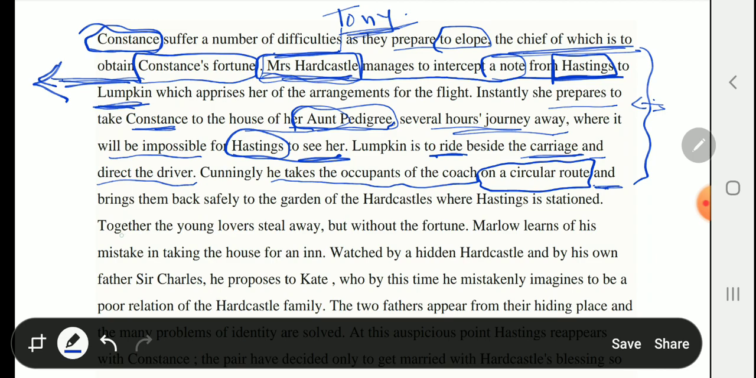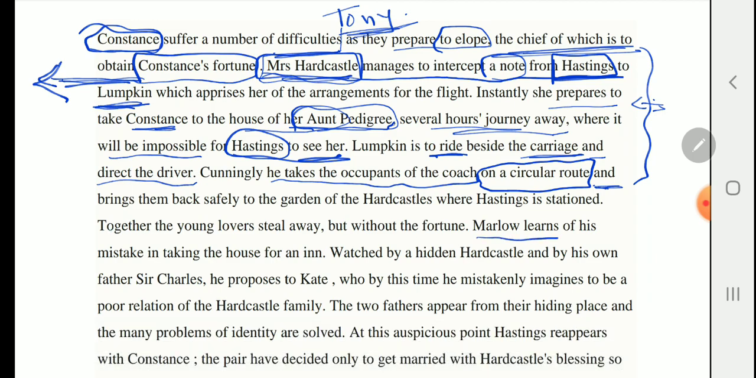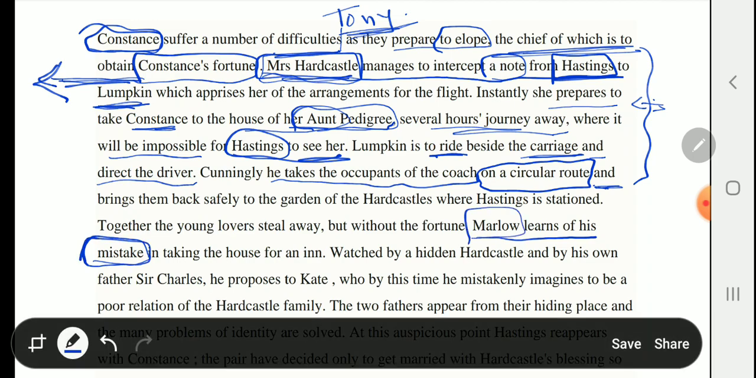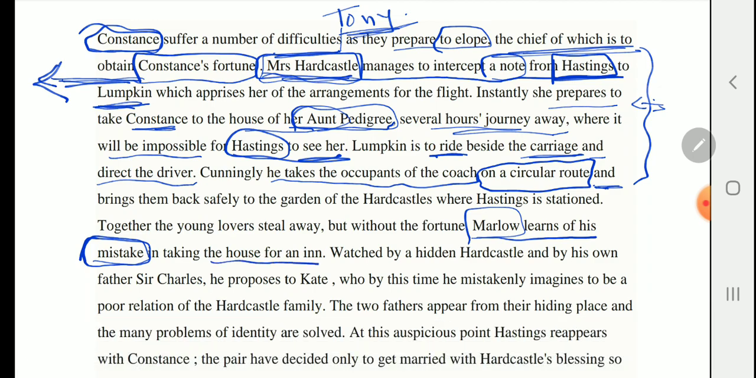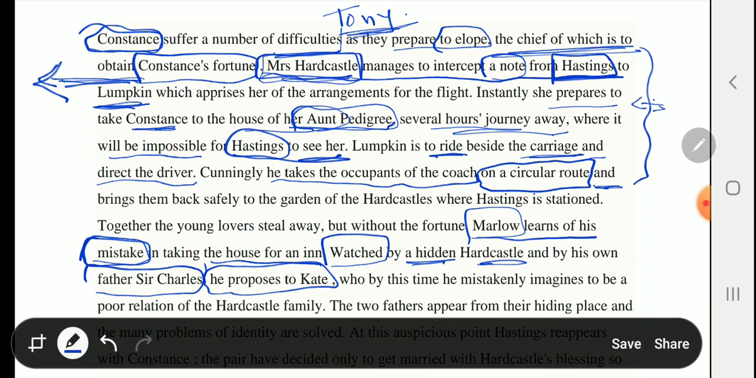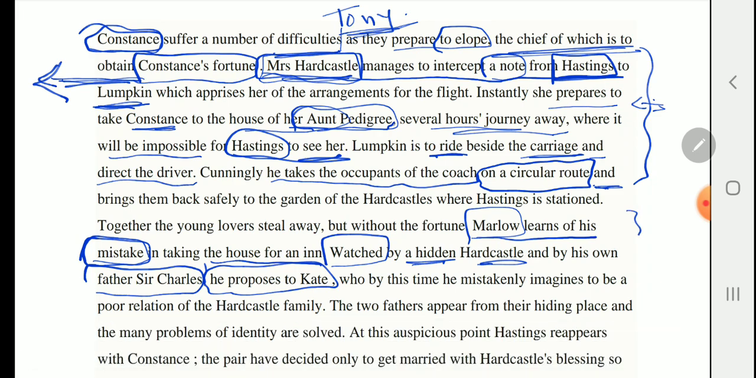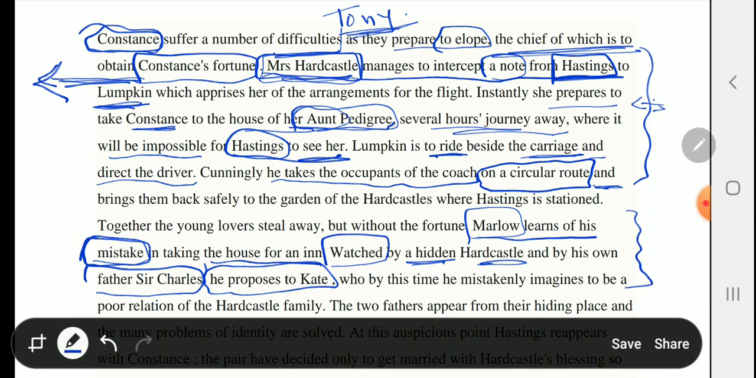Okay, so Marlowe learns of his mistake. Later, by the end of the play, Marlowe knew that he was mistaken, especially in taking the house for an inn, and he was watched by a hidden Mr. Hardcastle and his father, Sir Charles, and then after that he proposed to Kate. Do you see these things, students, the mistaken things, or let's say mistaken identity?